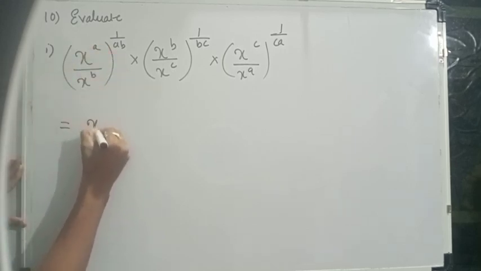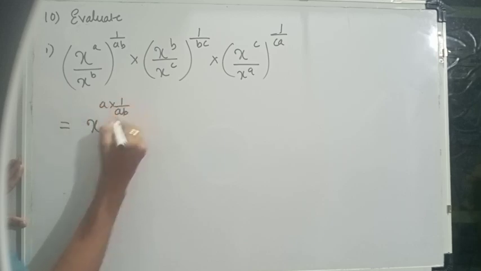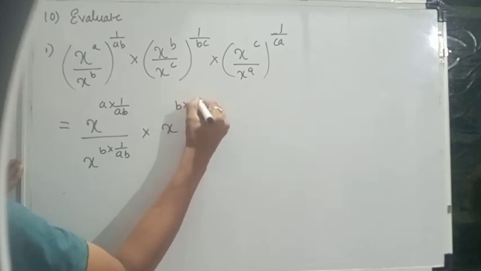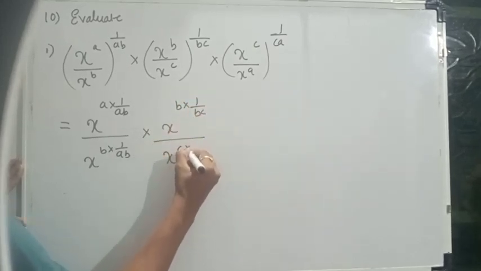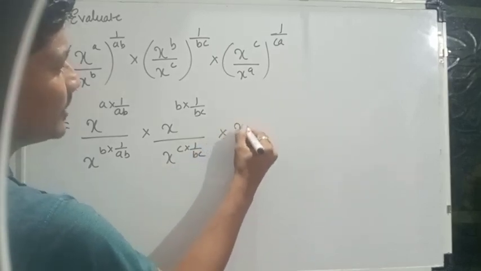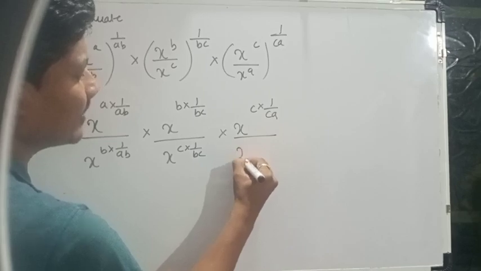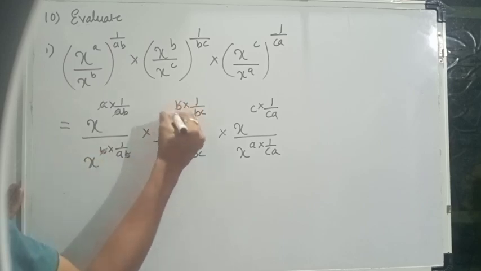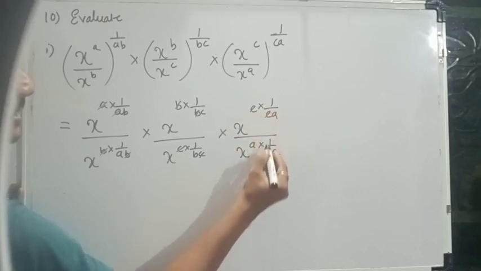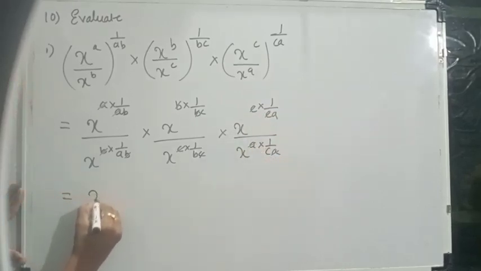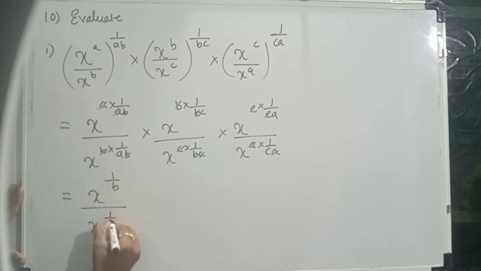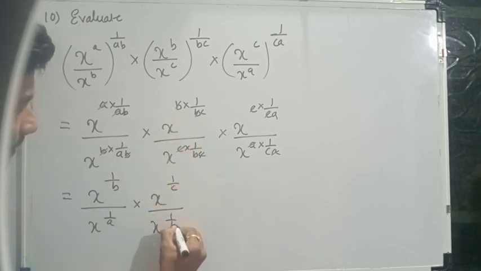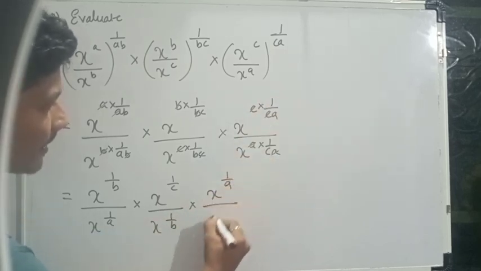Find out the value of this. X to the power a into 1 by ab whole divided by x to the power b into 1 by ab, multiplied by x to the power b into 1 by bc whole divided by x to the power c into 1 by bc, multiplied by x to the power c into 1 by ca whole divided by x to the power a into 1 by ca. A cancels, B cancels, B cancels, C cancels, C cancels, A cancels. Here what remains is x to the power 1 by b, x to the power 1 by a into x to the power 1 by c, x to the power 1 by b multiplied by x to the power 1 by a, x to the power 1 by c.